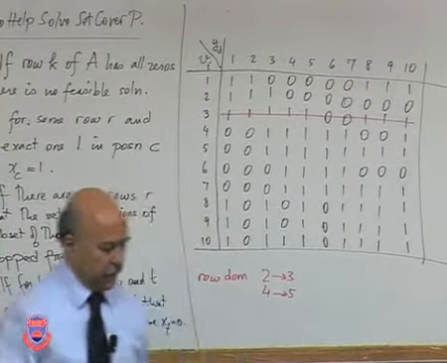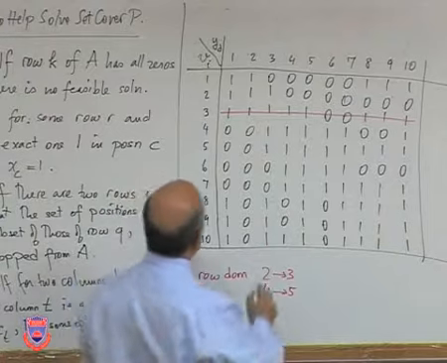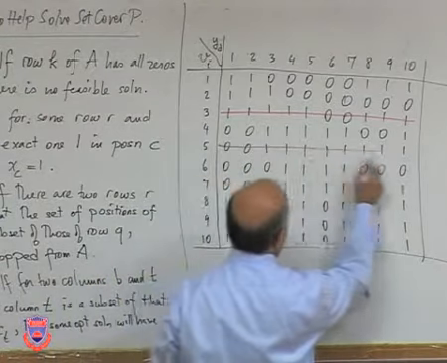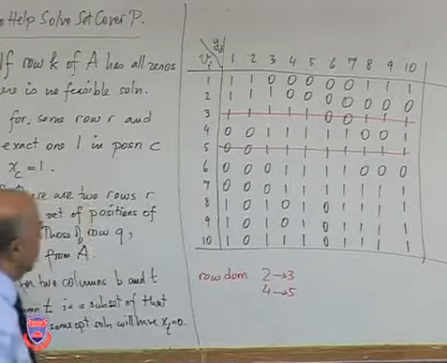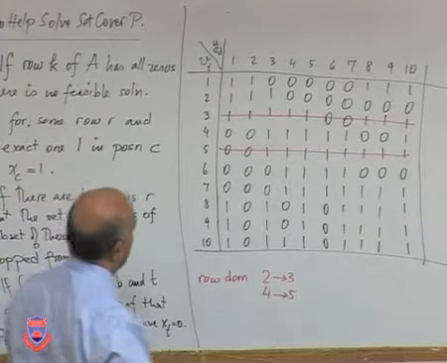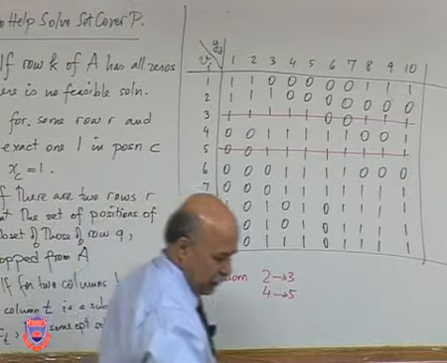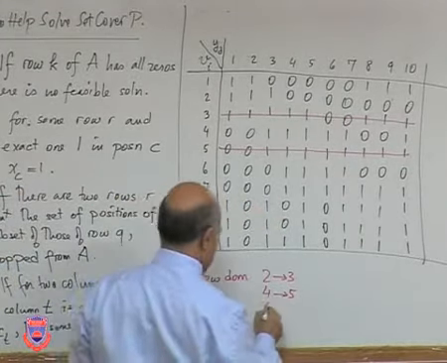So, for example, 4 dominates 5, so you drop 5 out. And 6 dominates 4, so you drop 4. 6 also dominates 7.